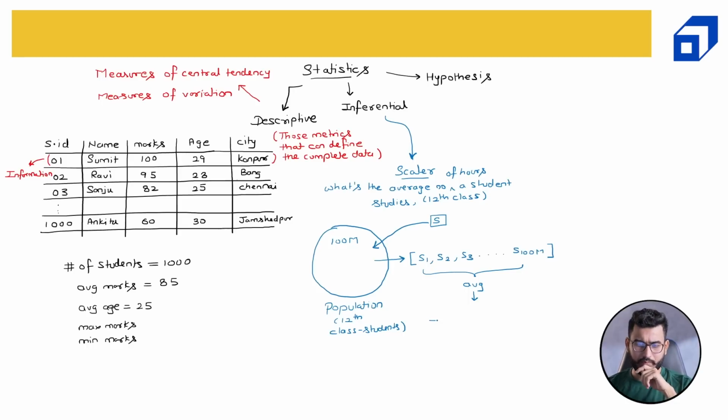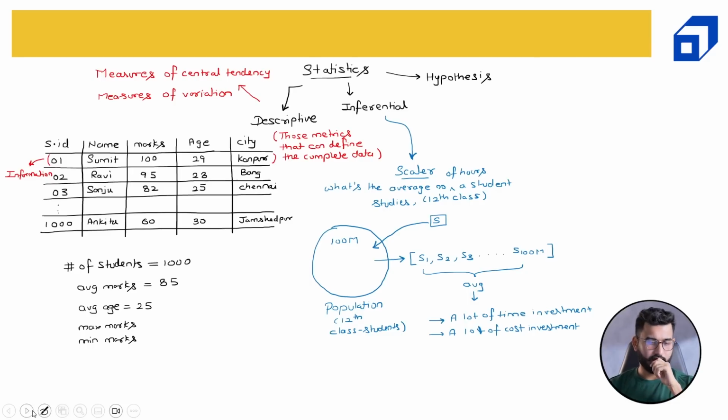So what are the practical problems? Number one, a lot of time investment. Similarly, a lot of cost investment. So we have to invest a lot of things, and none of the companies has this much time. So what is the practical solution for this? Well, the practical solution is very simple. What we are going to do is take some few students, which we call the sample.